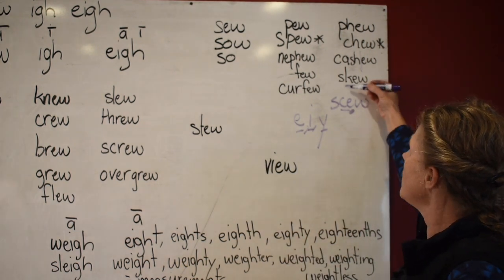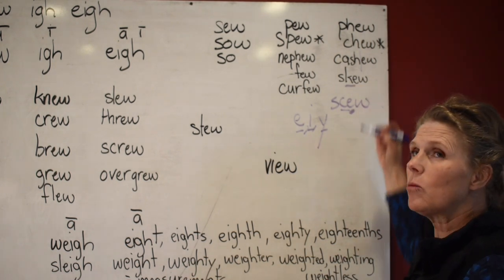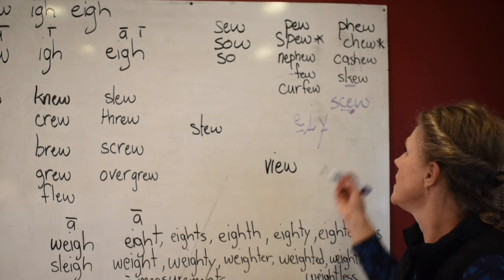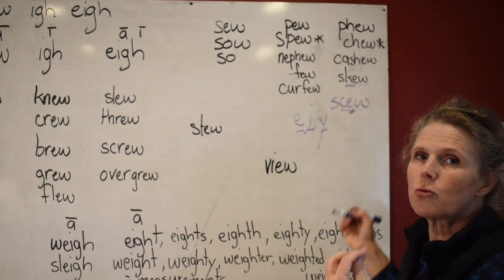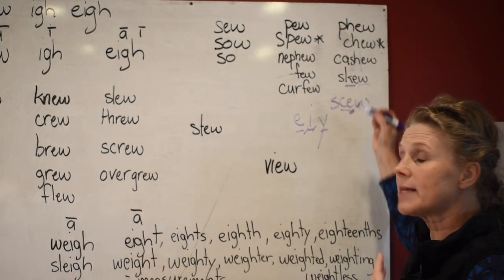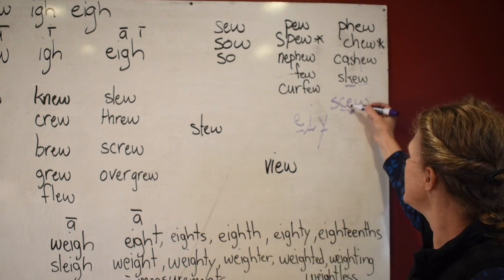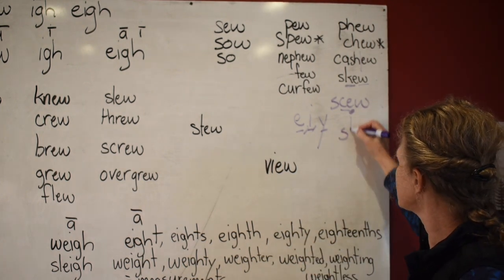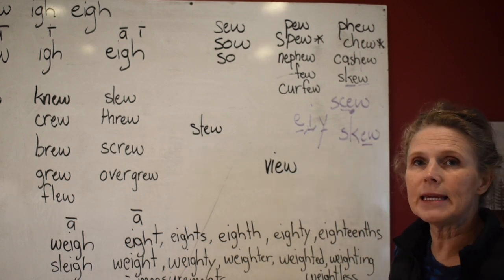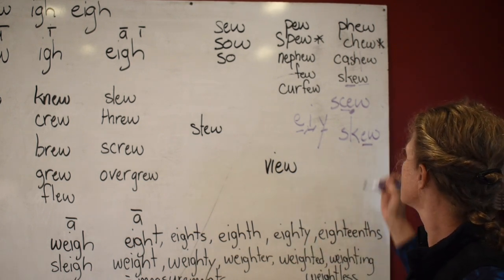But we want the hard K sound. We want it to say S, K, ooh, skew. It's forcing that EW. So we want that K, not S. So we want it to say K. And so you need to use an S-K-E-W because that is an E. All right?